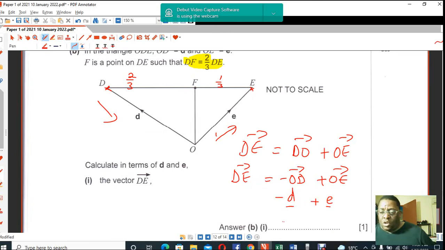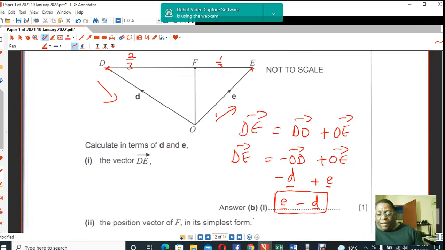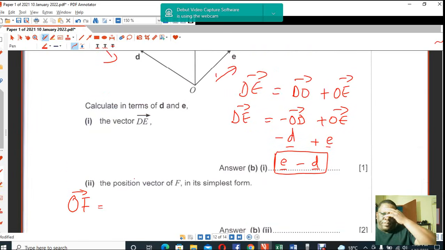Essentially, that is the answer, which you can go ahead and write like that. Totally up to you which one you prefer. So now you know what DE is. I hope you understand. Then they say the position vector of F. So what it means is we are supposed to find OF.